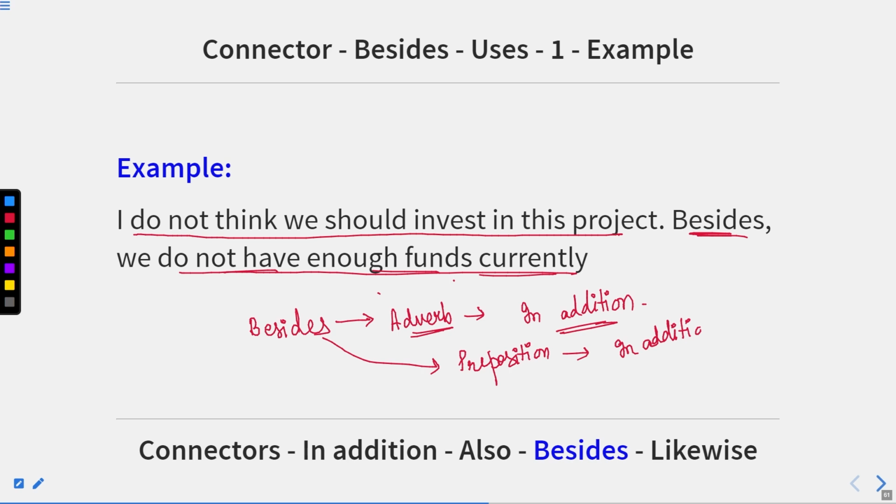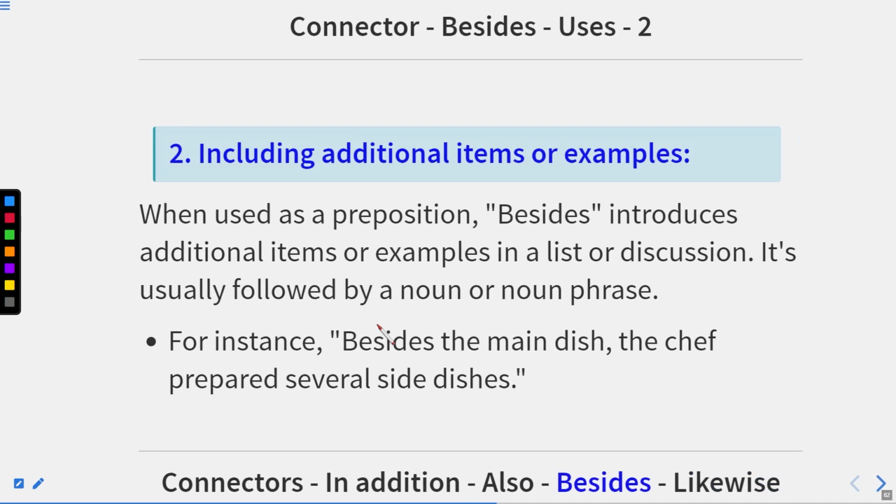So here you can see that if it is an adverb, it is in addition. If it is a preposition, it is just like in addition to. So the structure or the meaning of the sentence is actually the same as that of in addition and in addition to, if it is used as an adverb or a preposition respectively. So with the help of this structure, this is very, very clear to you all, I hope.